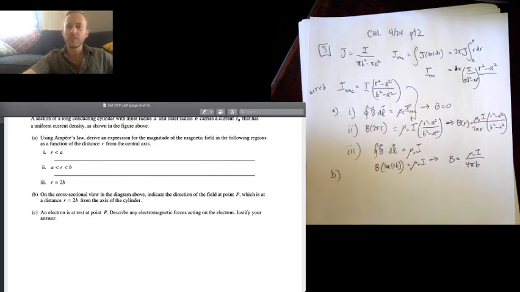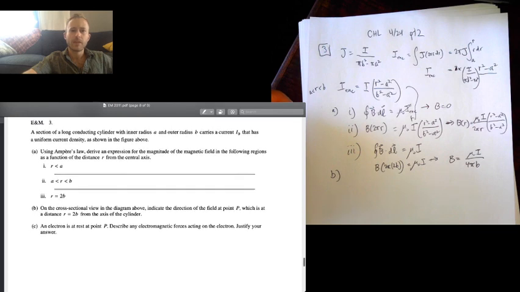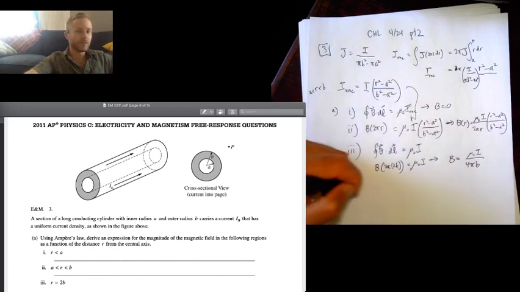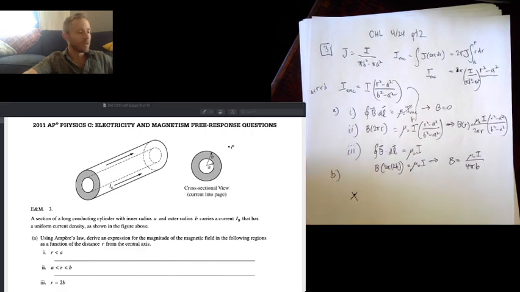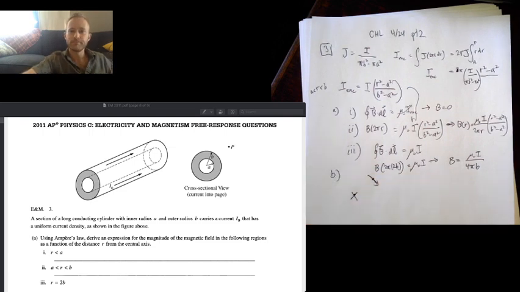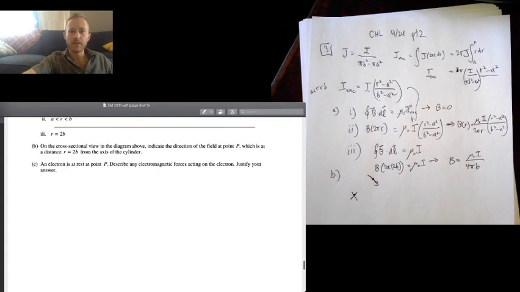B, on the cross-sectional view of the diagram above, indicate the direction of the field at point P. So we can see that the current is into the page. So if here's the center, we have a current going into the page, and here's the point P. The magnetic field, if you use right-hand rule number 2, is going to be clockwise around that. So the magnetic field is going to point kind of in that direction, according to the right-hand rule.